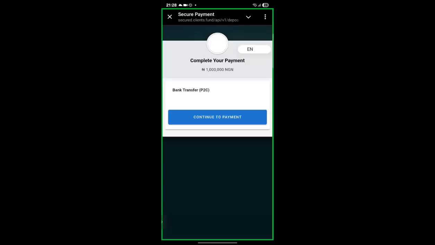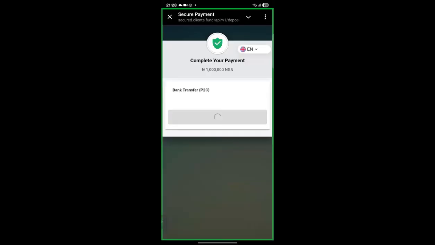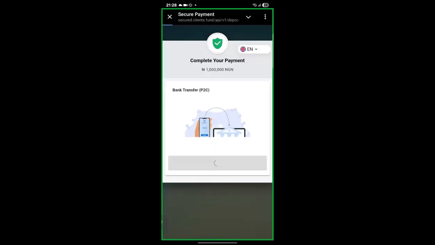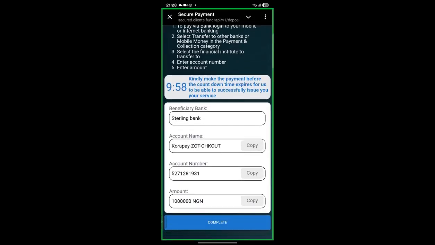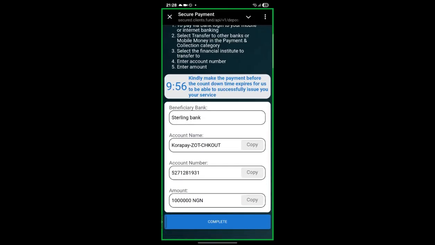Continue to payments. So this is basically it. All I need to do is send the 1 million naira to this account within 10 minutes. So I'll copy this account number, head over to my app, then paste it there.